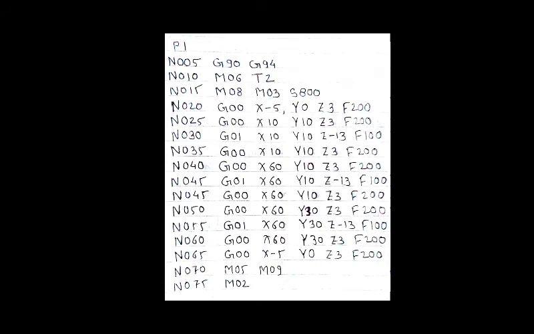Here is the program, but let us see it side by side. P1 is, as we know, for the program identification number. N is a sequence number. We have started the numbering with N005. Then G90, G94. Here G90 is for the absolute system and G94 is for feed per minute.